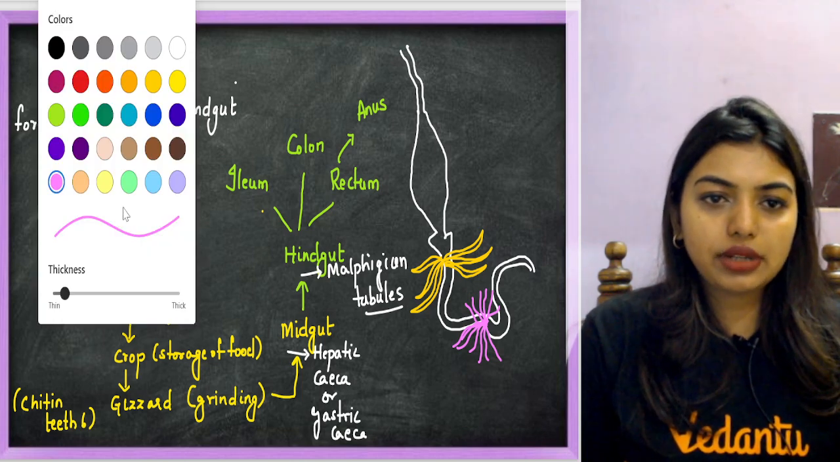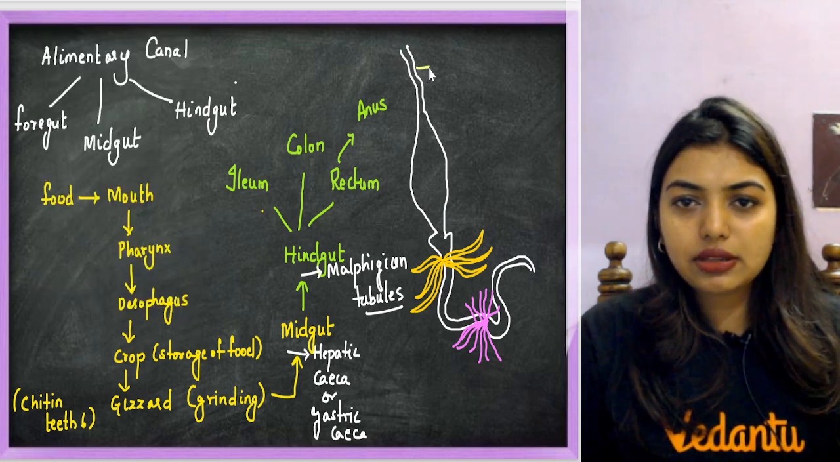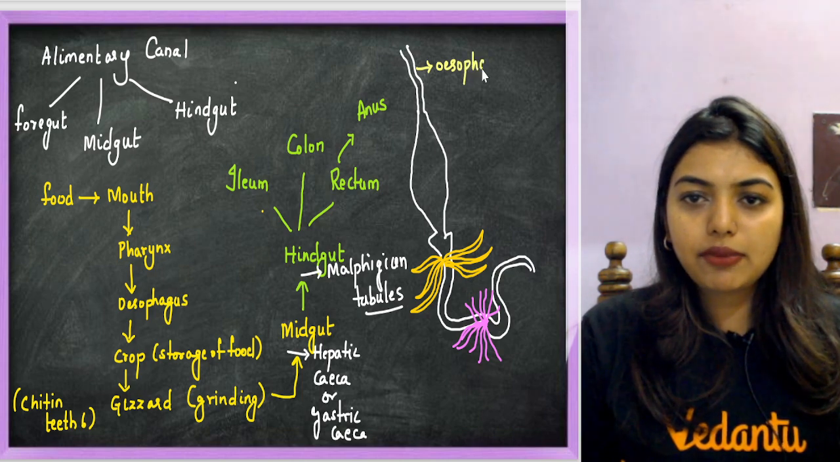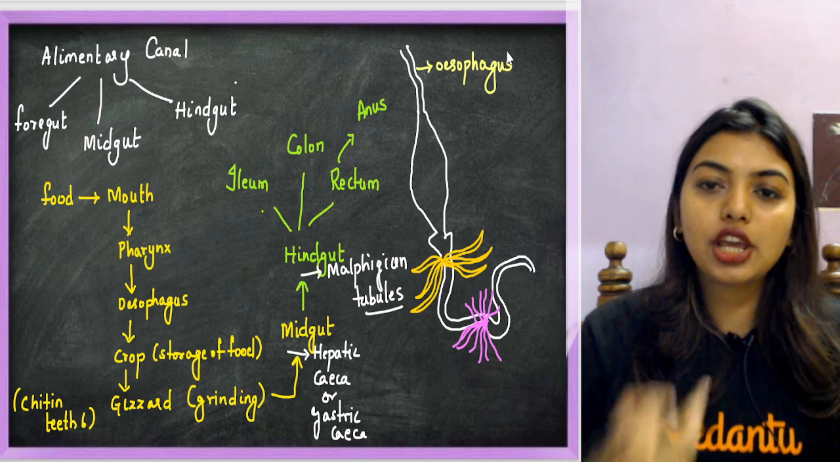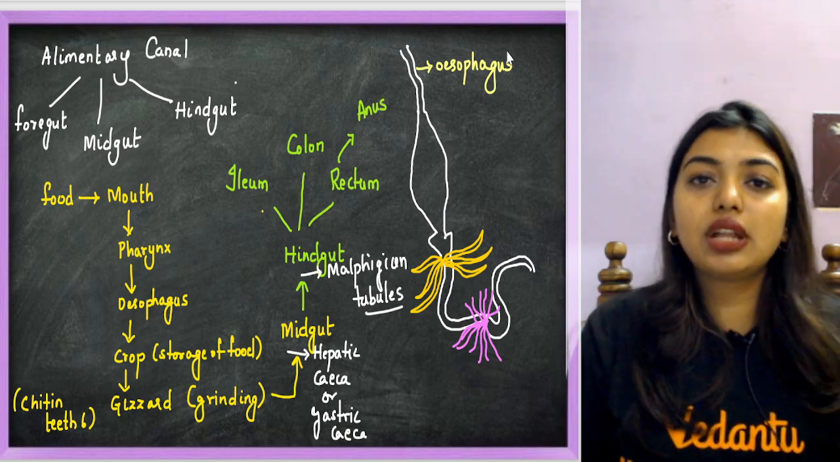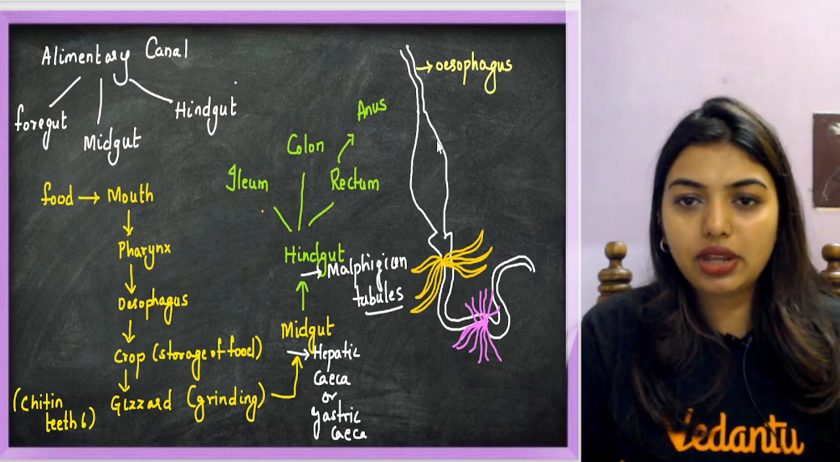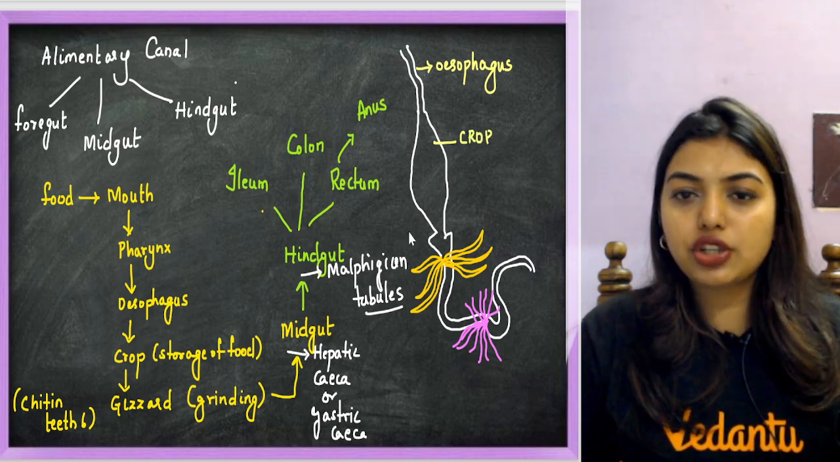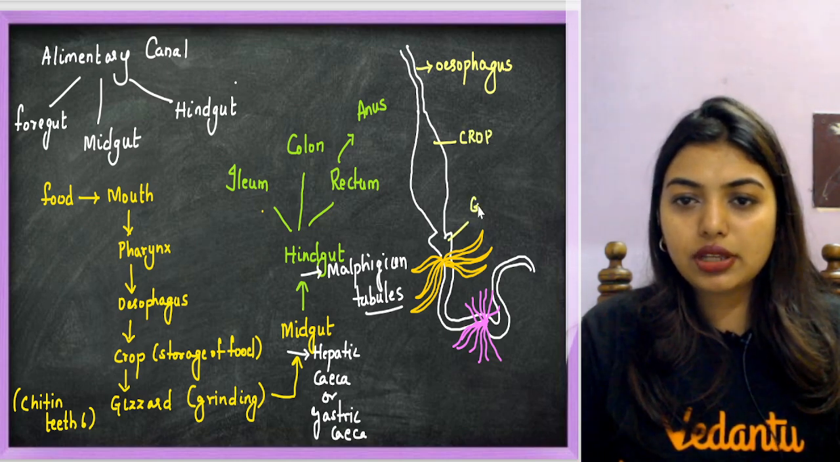So let's try to label as well. This starts with the esophagus, students. You'll be like, ma'am, why are you drawing? We already know. See, while drawing, we learn more, right? I'm making you slowly understand, so you will have chances to not make any mistake. Esophagus. Now, students, crop is going to help in storage of the food. Then this is going to be your gizzard. Gizzard is going to help in grinding, GG, you remember.